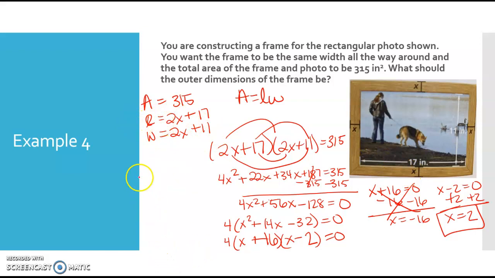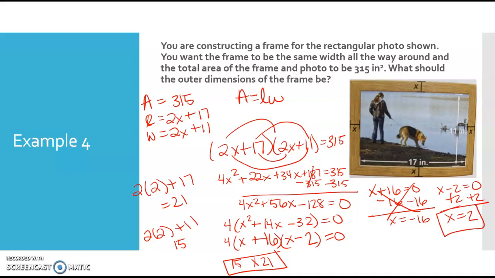The outer dimensions should be, we should have 2 times 2 plus 17. So 17 plus 4, which is 21. That equals 21. And then 2 times 2 plus 11. So we'd have 4 plus 11, which is 15. So we would want a 15 by 21 frame. Or 15 and 21 inches are the new dimensions. And that, my friends, is how we do it.